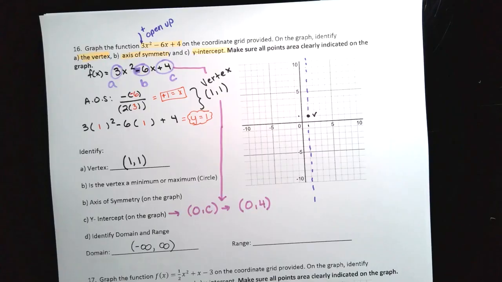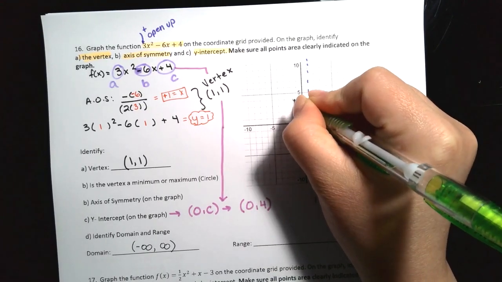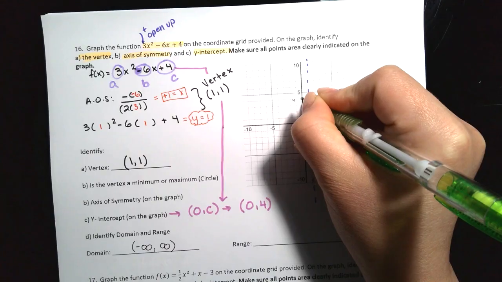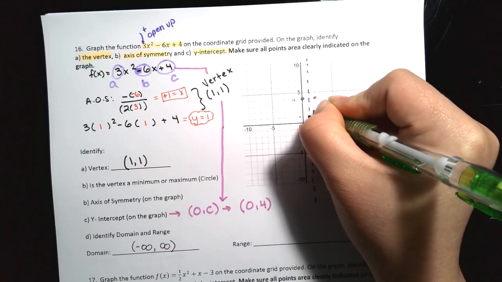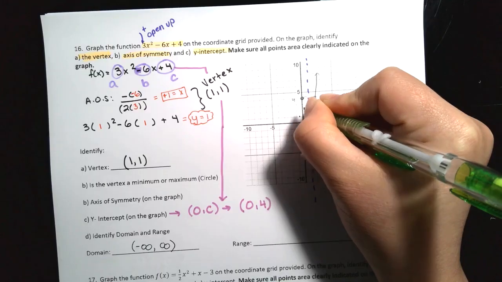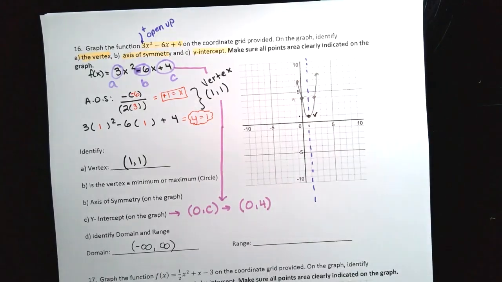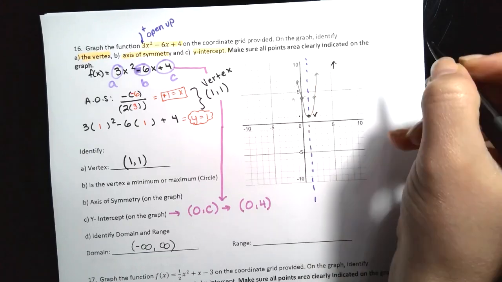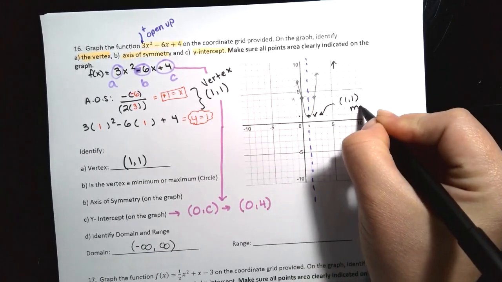My y-intercept is at (0, 4). So here's 0, 1, 2, 3, 4. That's one jump, and you can see that I have immediately created, with the power of reflection across the axis of symmetry, 3 points. Now, let's take a look. We can see that we're going up. Since we're going up, that means our vertex, (1, 1), is a minimum value.